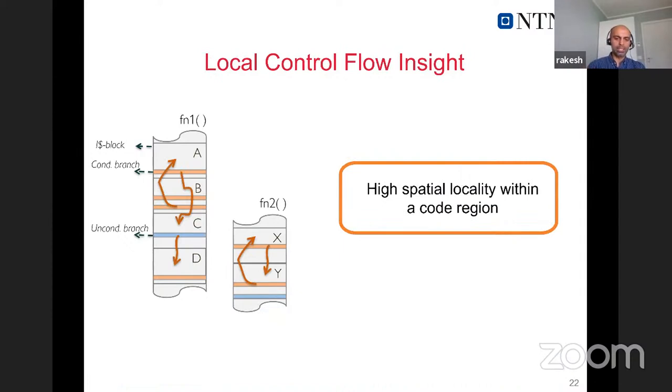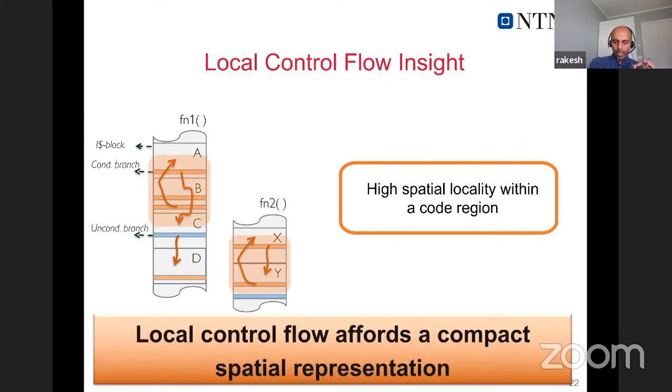But because we need to predict these conditional branches as well, we can't just throw them away. What we observe about them is that they have high spatial locality. The reason is that control flow is contained within a region, so the branches are physically located close to each other. As a result, they afford a very compact spatial representation. What this means is that if we come up with a spatial representation for them in the BTB, it will take a lot less space than what they are taking now.